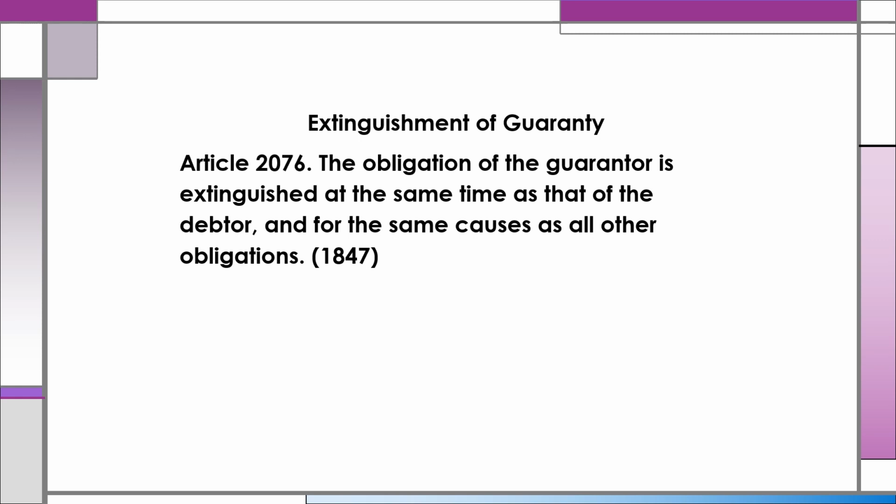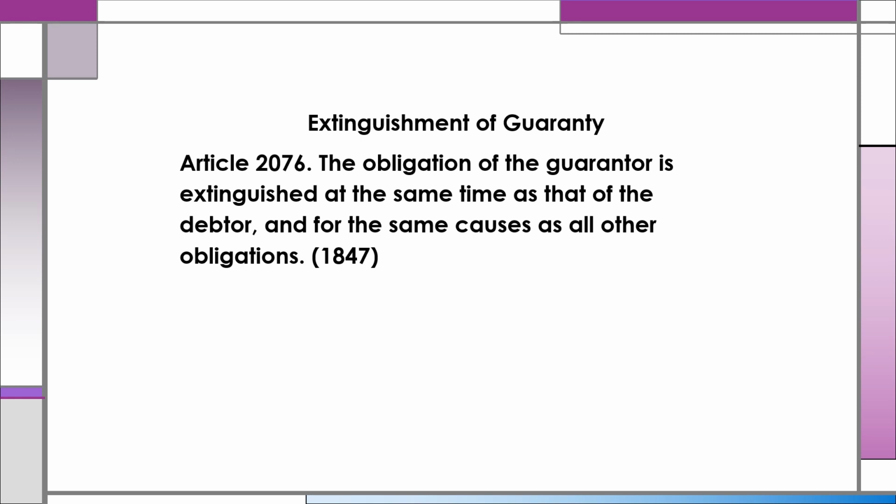Extinguishment of guarantee. Article 2076. The obligation of the guarantor is extinguished at the same time as that of the debtor, and for the same causes as all other obligations. Under the law on obligations and contracts, there are several ways of extinguishing an obligation, the first of which is payment. So, under 2076, it says the obligation of the guarantor is extinguished at the same time as that of the debtor. So, if the debtor has already paid the creditor, then his obligation is extinguished by way of payment. Then it means that the obligation of the guarantor or guarantors are likewise extinguished.